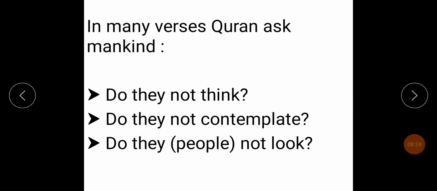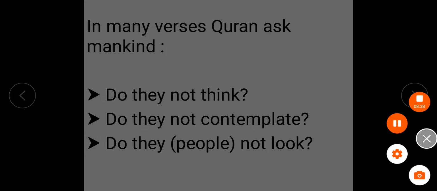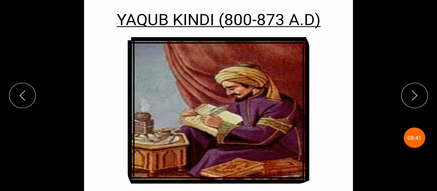Now, in many verses of the Quran, it asks mankind: do you not think? Do they not contemplate, or think deeply? Do they not look? Now it was all the description of the Quran and physics, that how the Quran asks mankind to study nature.